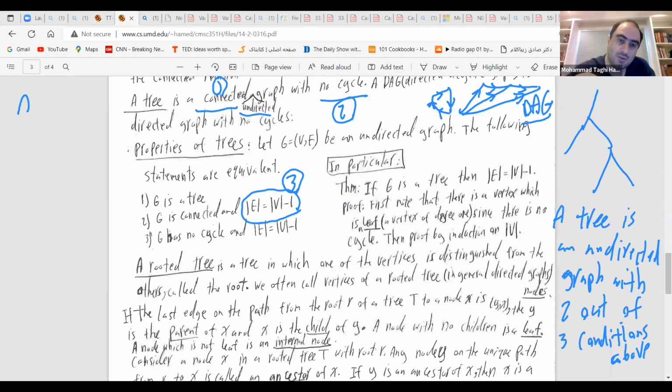So a tree is an undirected graph with 2 out of 3 conditions. What are the 3 conditions? One, it should be connected. Two, it should have no cycle. And the third, the number of edges is the number of vertices minus 1. These are the properties of trees, and these are some equivalent theorems. I will prove some of them here, so that you have some ideas about them. Any 2 of these conditions imply the third one. So I will say that any 2 implies the third one.